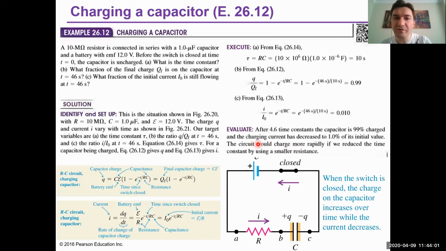So what is the meaning of that? The charging current has decreased to 1% of its initial value. So at the beginning, we have I0. When you close the switch, the current will flow in the circuit, and this initial current is I0. After 46 seconds, the current will drop to 1% of the initial one. So this is charging a capacitor. Do you have any question in that part?